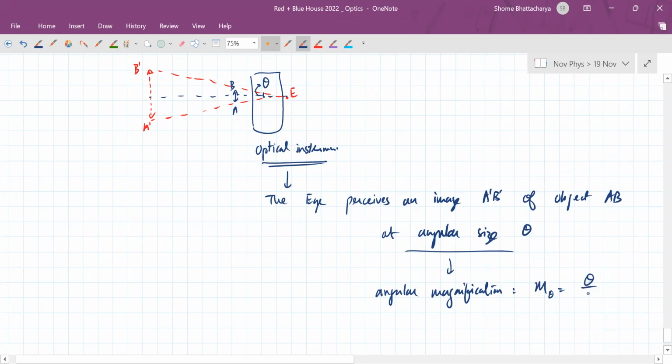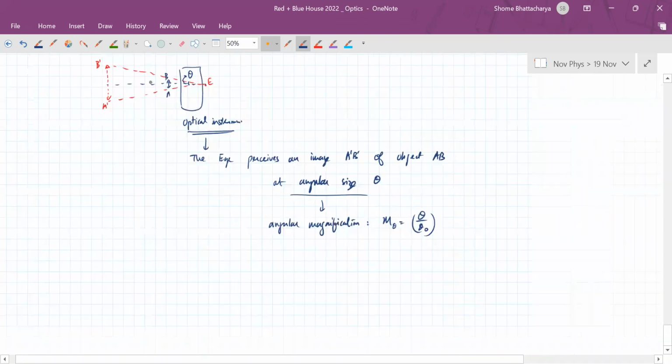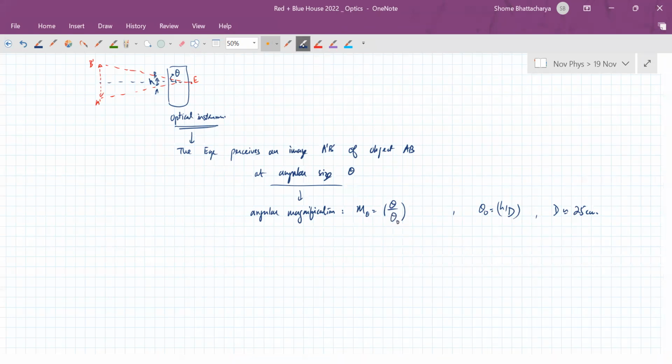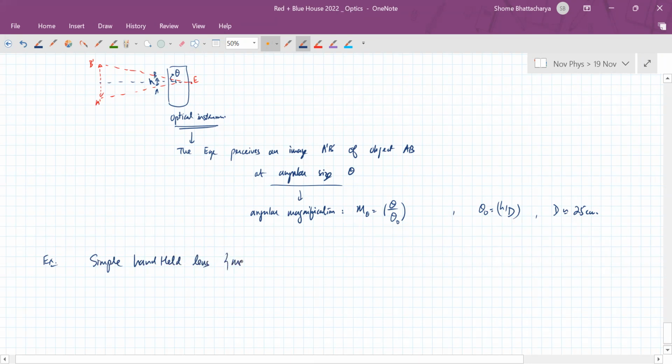So the corresponding angular magnification that the instrument has achieved is this angular size with respect to the reference angular size, where the reference angular size was the height of the original object divided by capital D, where D is about 25 centimeters. We will see that there are different ways in which we can achieve angular magnification. The simplest way is the example of a simple handheld lens, like when you use a magnifying glass.